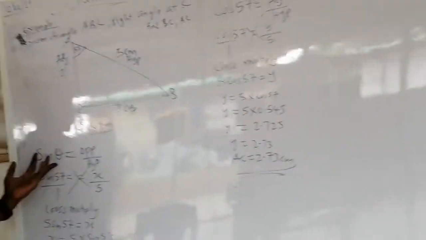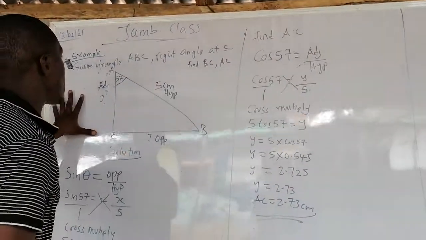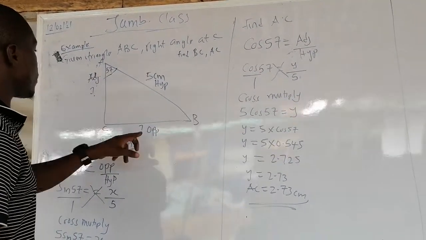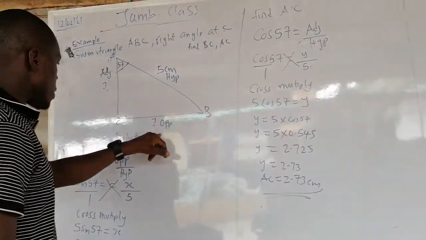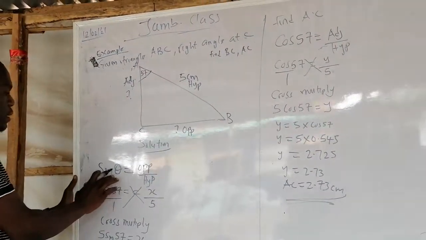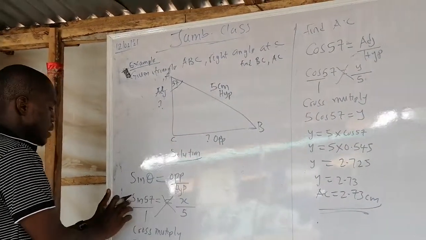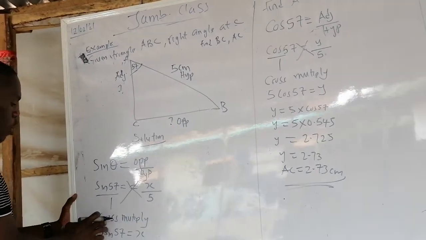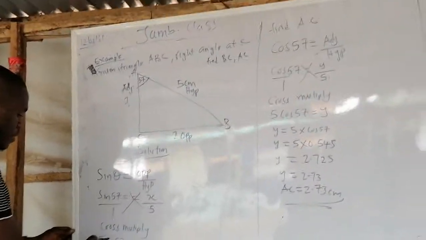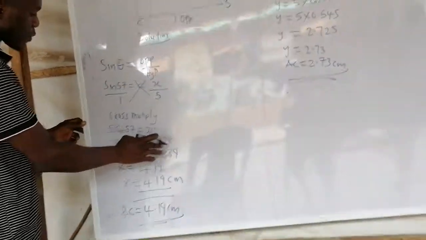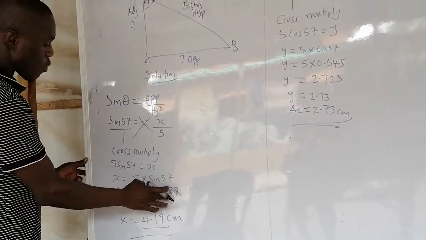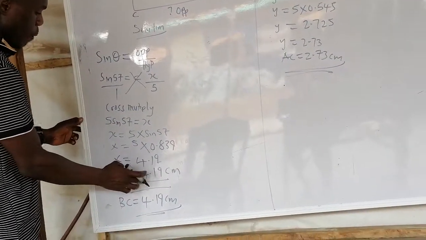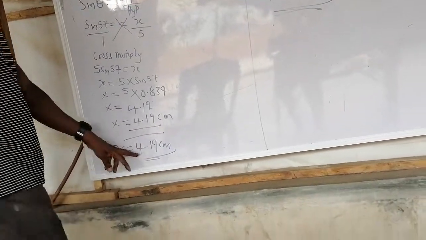So since we know the angle, let me explain it once again. We are given the hypotenuse. We are not given the adjacent. We are not given the opposite. To look for the opposite, sine theta is equal to opposite over hypotenuse. Sine 57 is equal to x over 5, because we don't know x. We cross multiply. 5 sine 57 is equal to x. X is equal to 5 multiplied by sine 57, which is 0.839. X is equal to 4.19. So BC is equal to 4.19.